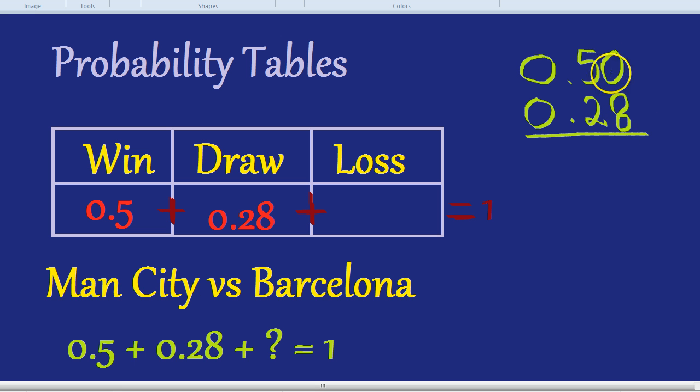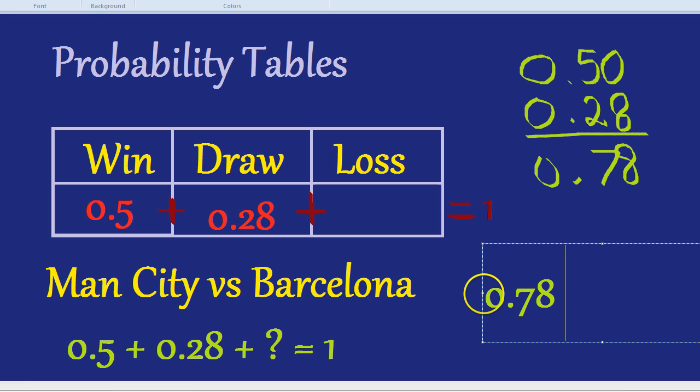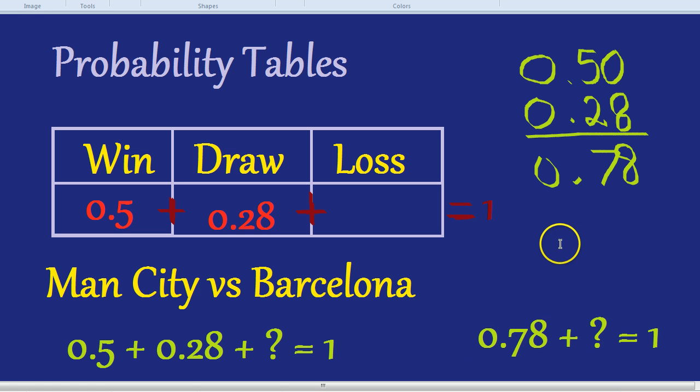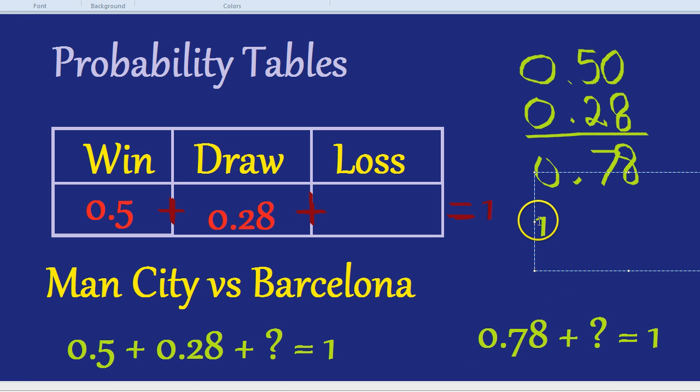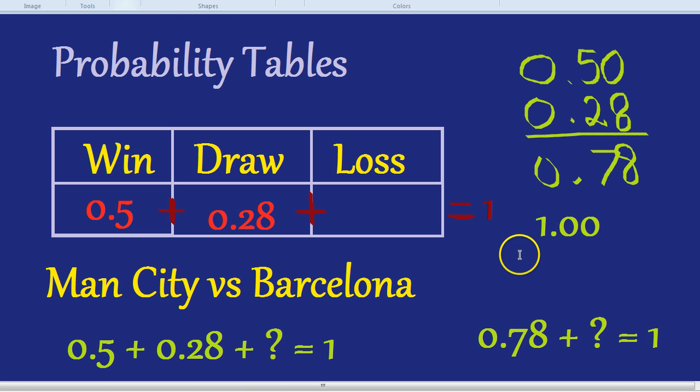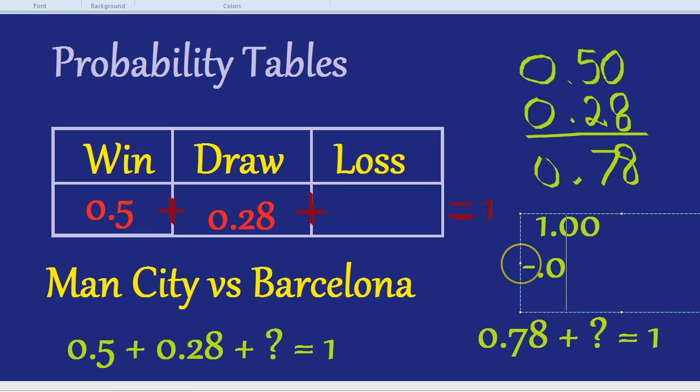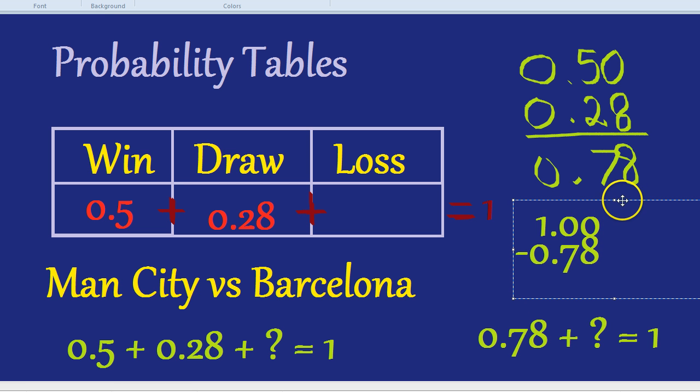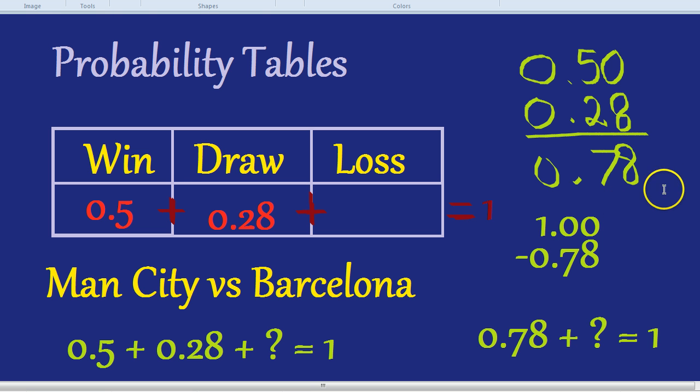Now we're going to add these two probabilities, and that becomes 8, this becomes 7. So we have 0.78. Our equation is now 0.78 plus something equals to 1. A quick way to solve that would be 1, which is the same as 1.00, take away 0.78. Whoops. There we are. And now let's align that so all the different numbers are correctly beneath where they need to be.